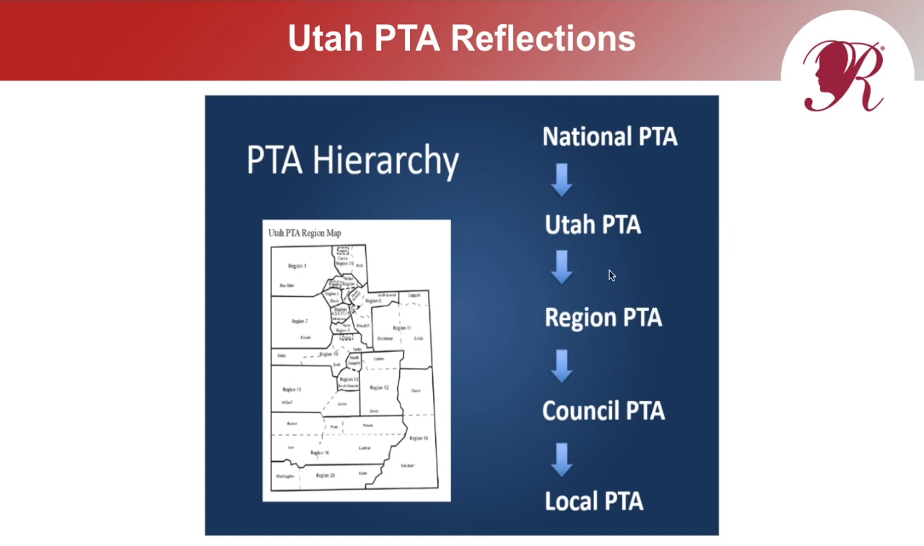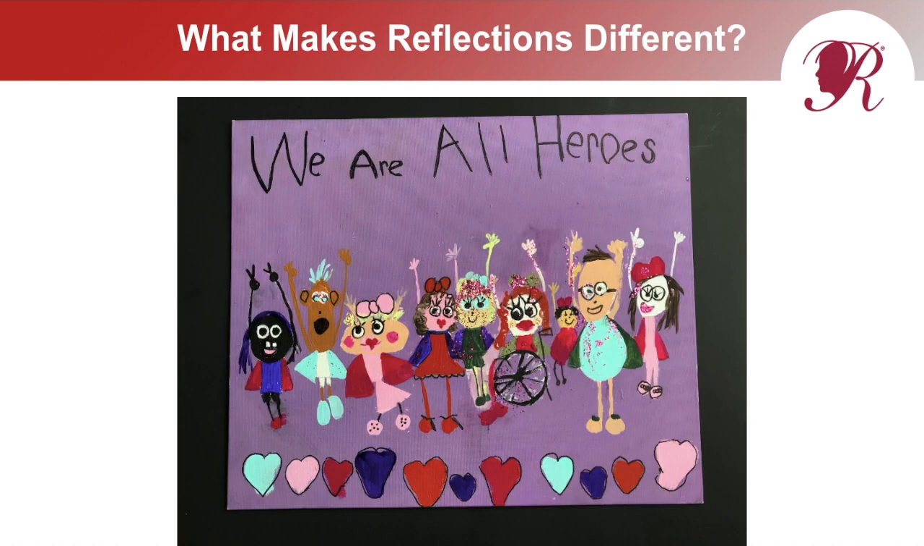So after the region level is the state level. That's the level that I am the reflection specialist for, and after that we have our national level, and that's the top. In Utah we have 21 regions. Most of our regions comprise a school district, but some of them have several school districts that feed into that one region. And if you don't know what region you're in, you can reach out and ask, and we'll help you figure that out.